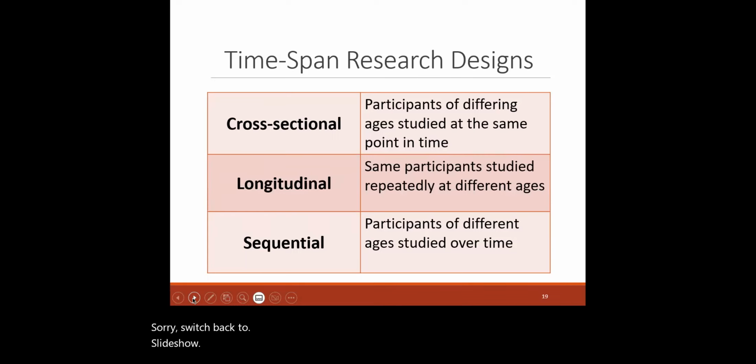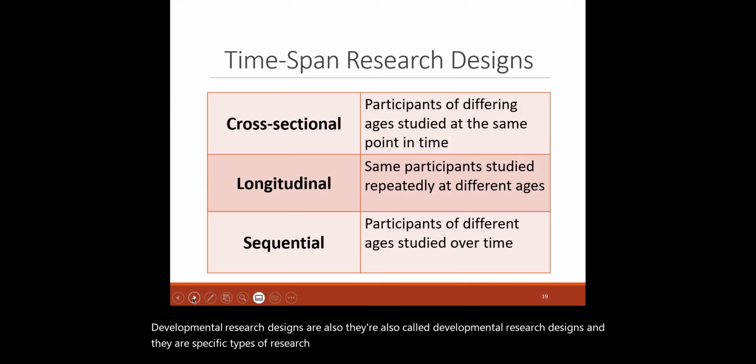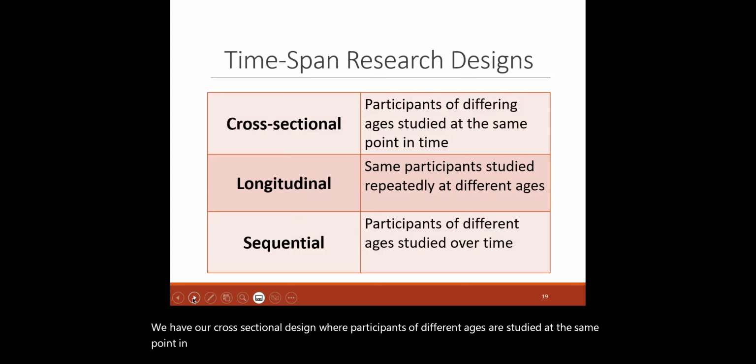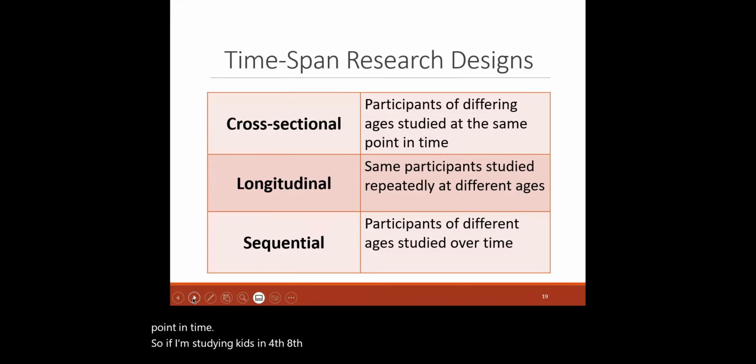So time span research design. Developmental research designs, they're also called developmental research designs, and they are specific types of research designs that are especially suited to studying human development, which requires information for different age groups. We have our cross-sectional design, where participants of different ages are studied at the same point in time. So if I'm studying kids in 4th, 8th, and 12th grade, for example, regarding their relationship with their parents.